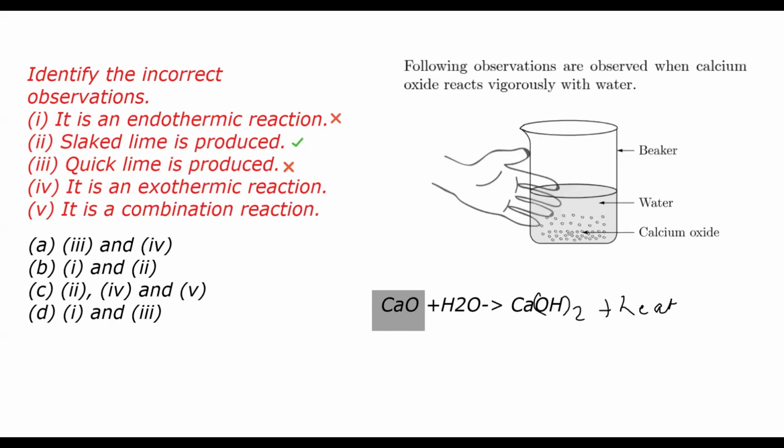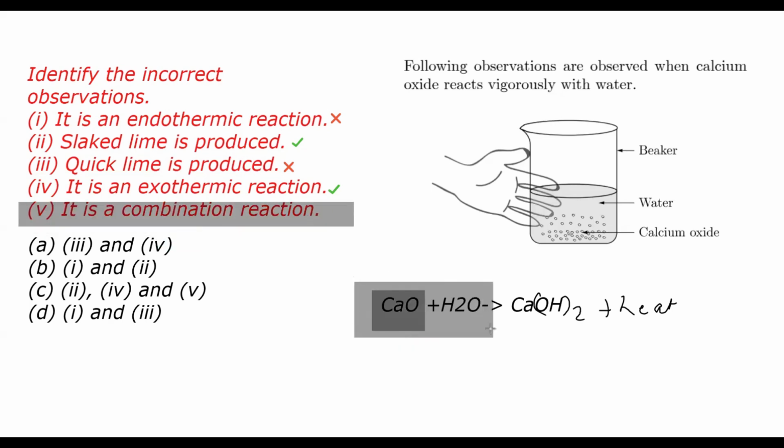Now, as I see the next one, it says it is an exothermic reaction. That's true. Heat is produced. So we'll say that, yes, it is. Well, the reaction is correct over here, right? This is correct. Now it says it's a combination reaction, but we can see that more than one reactant is there and a single product is formed. So this is a combination reaction. So we'll say the statement is correct.